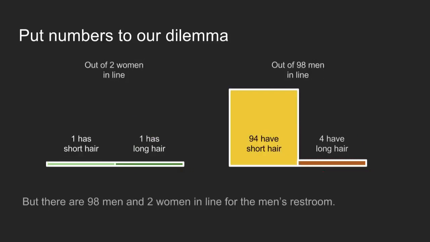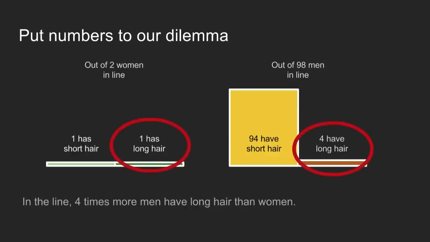This assumption no longer holds when we move to the men's restroom line. Here, let's say there are 2 women out of every 100 people and 98 men, maybe women keeping their partners company. There's still one with short hair and one with long hair. It's still half and half long and short hair, but now there are 4 times as many men with long hair than women with long hair in this group. Now the safe money is to bet that this person is a man.